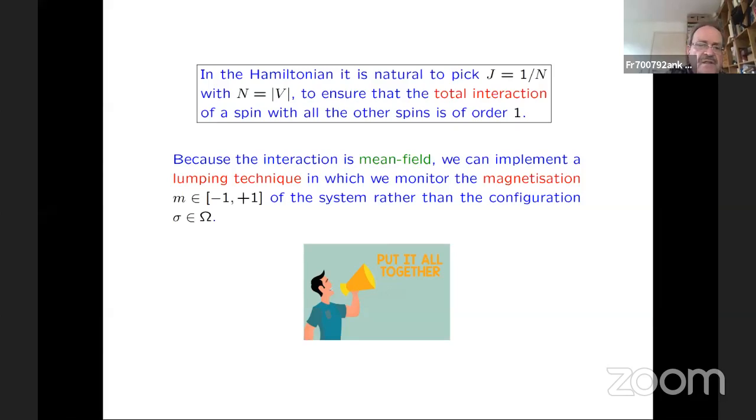we are in a very nice setting where you can use a lumping technique in which, rather than following the dynamics of the full configuration, we are only going to follow the dynamics of the magnetization. So we're going to project down from a very high dimensional problem to a very low dimensional problem, because there is so much symmetry in the problem that this works. And this is, of course, very standard. This is the usual thing that happens in mean field theory. But let's see how that works out in this particular setting.